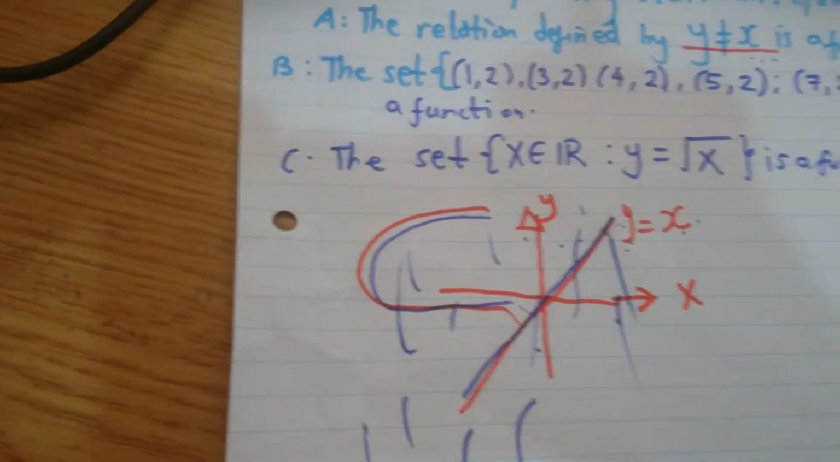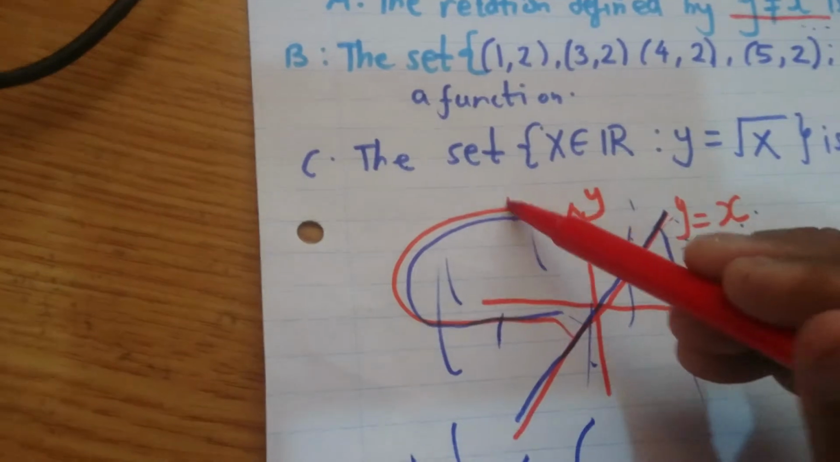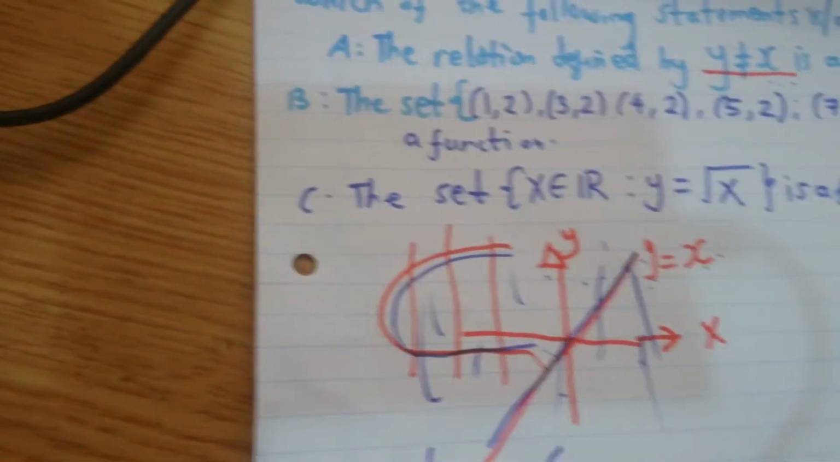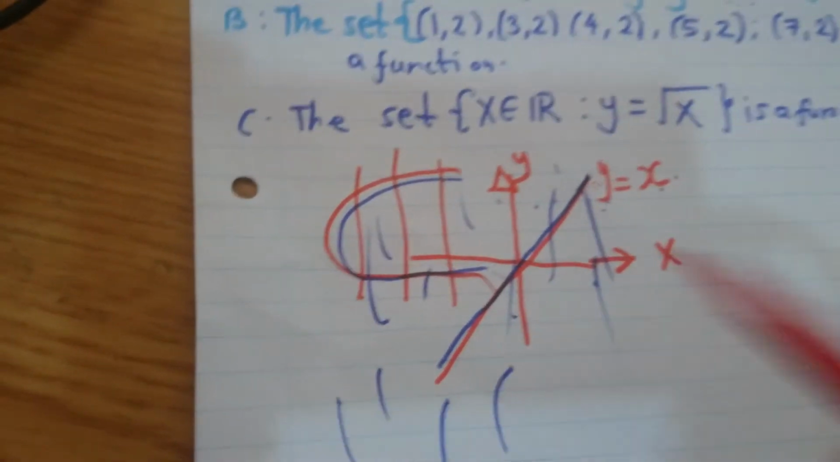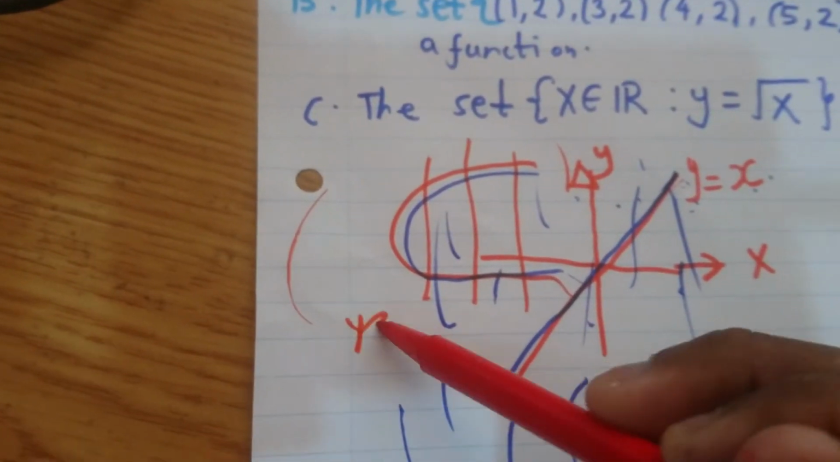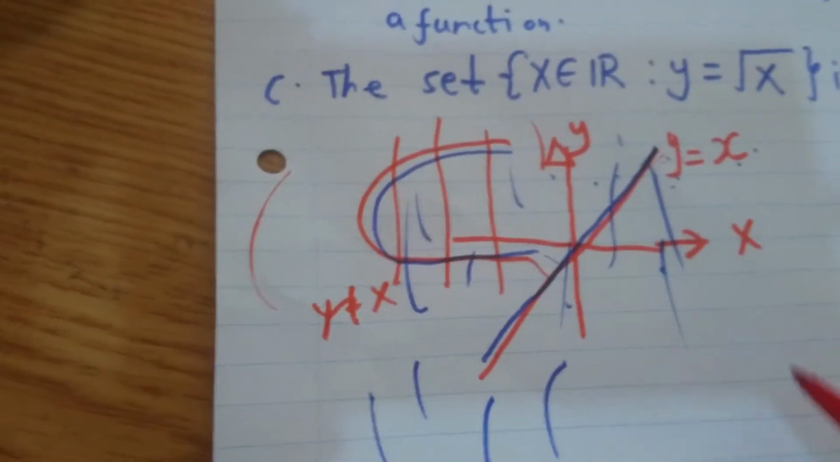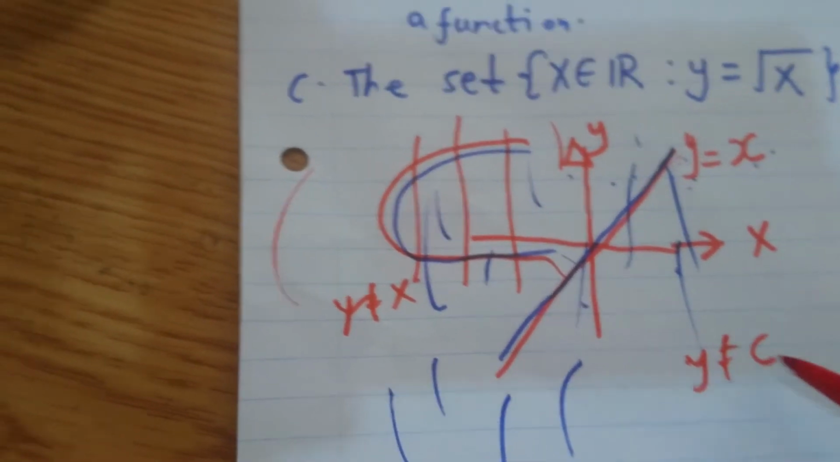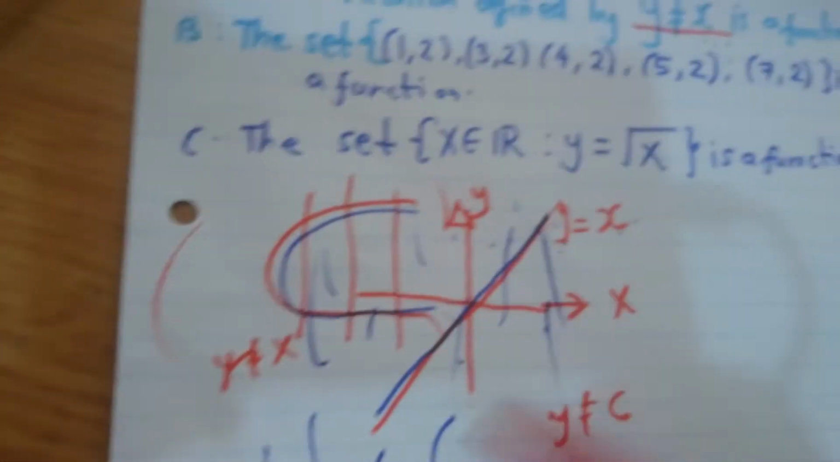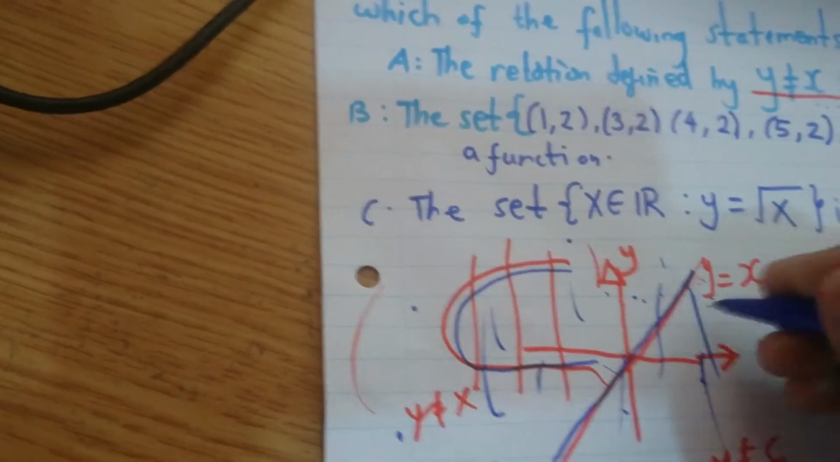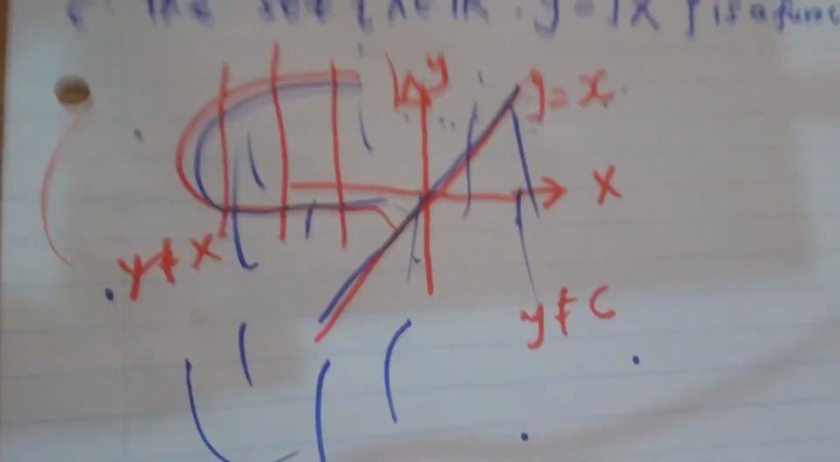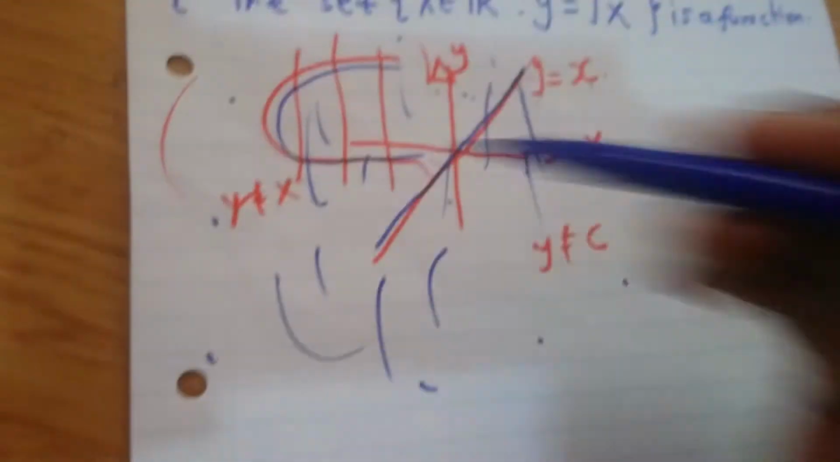Can this be a function? No, it can't be a function, because if I draw a vertical line test, it cuts more than once. And this is another region apart from y equal to x. So y is not equal to x means anywhere apart from this line. And it's not a function because I can test it and see it's not a function.